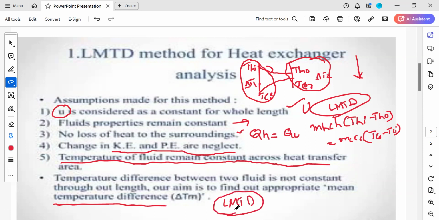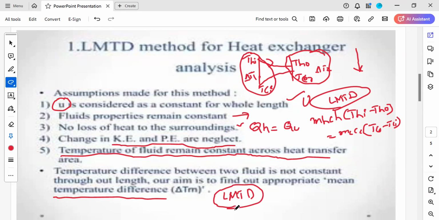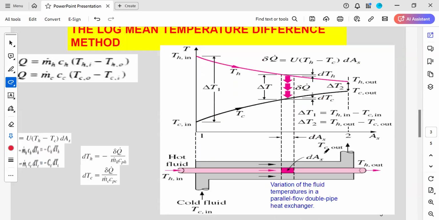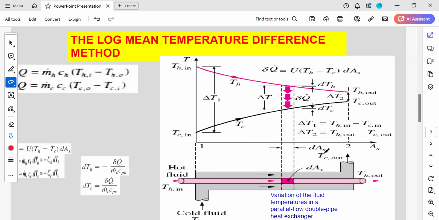So let us go to the parallel flow heat exchanger and analyze how we derive the LMTD for a parallel flow heat exchanger. This is a parallel flow heat exchanger. Here this will be the hot fluid inlet temperature, this will be the hot fluid outlet temperature, and this is TCI, the cold fluid inlet temperature.